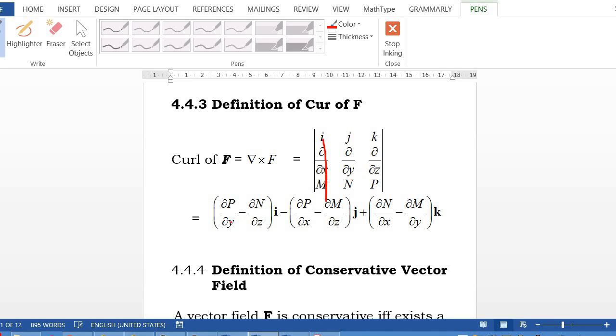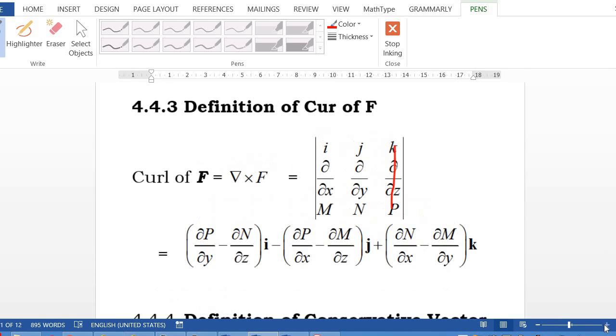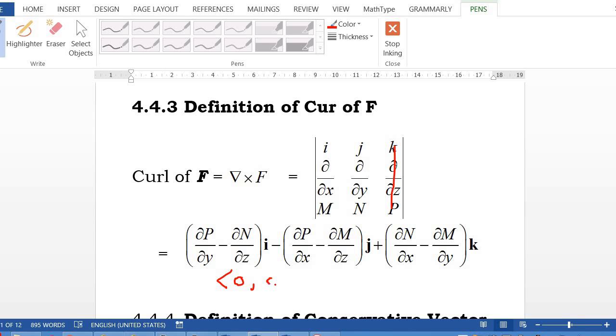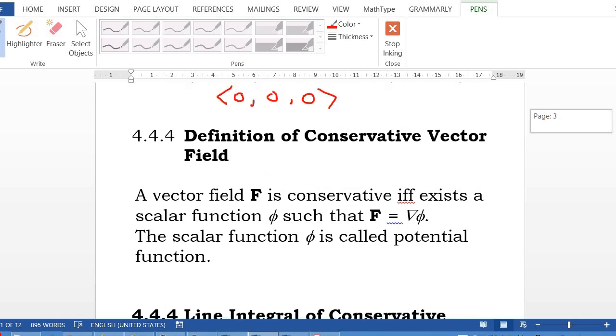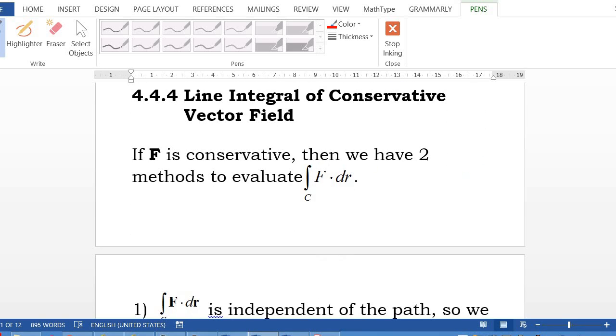For component i, you cover it, then you have delta y of P minus delta z of N. For component j, you cover it; however, i cross k is negative j, so you have delta x of P minus delta z of M. For component k, you cover it, so you have delta x of N minus delta y of M. If each component gives zero, component i zero, component j zero, component k zero, hence F is conservative.